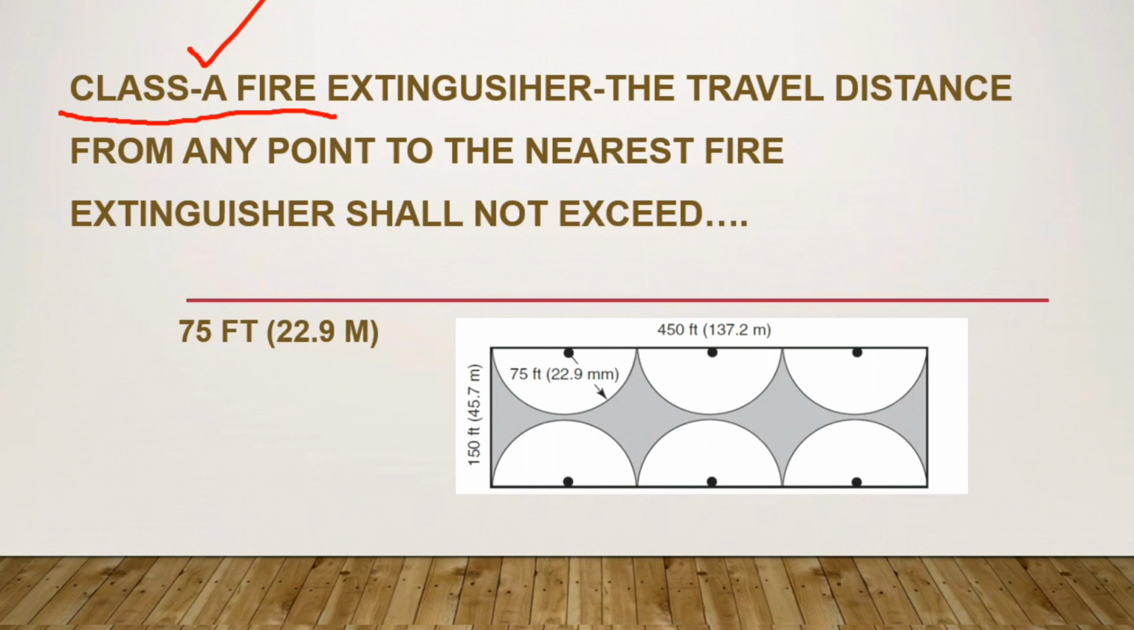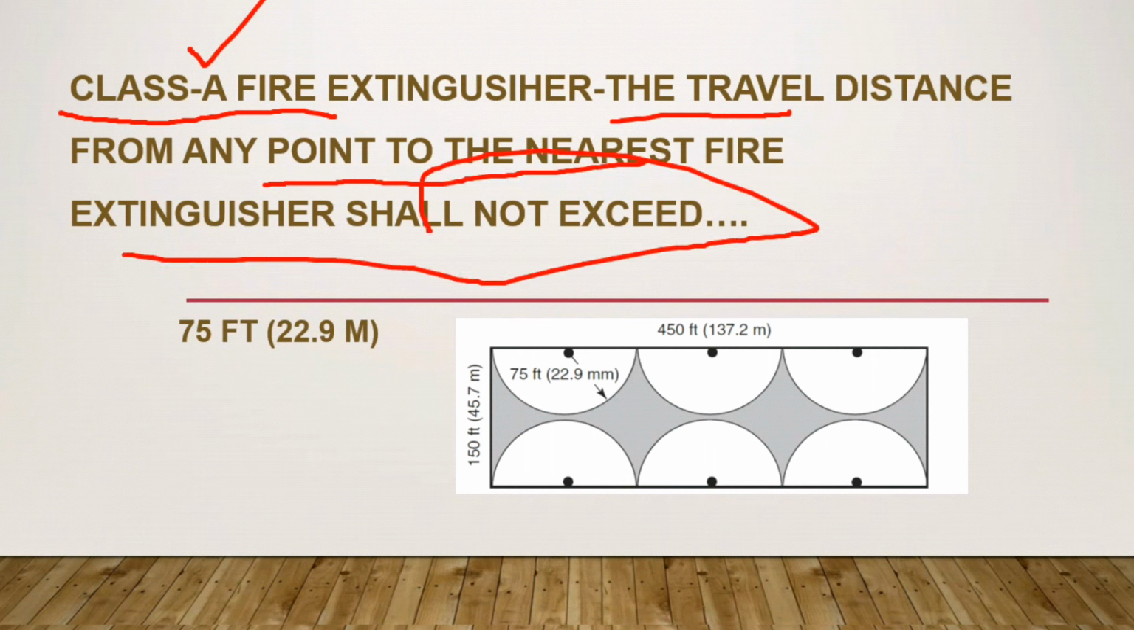For the class A fire extinguisher, the travel distance from any point to the nearest fire extinguisher shall not exceed 75 feet. Okay, for example, this is the building with 450 feet and 150 feet. I have installed the class A fire extinguisher like this and I have followed the maximum travel distance of 22.9 meter.